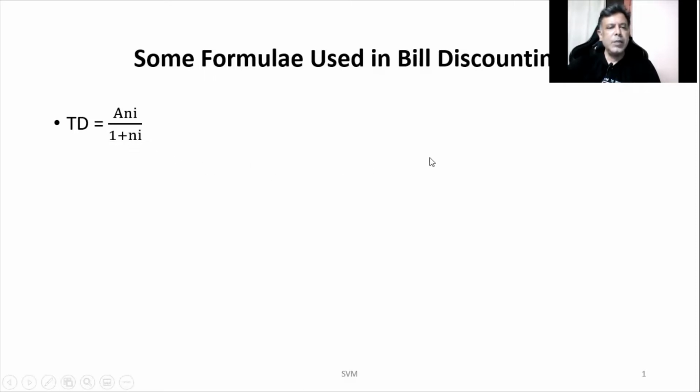Here TD is nothing but a true discount. A is the amount of the bill. N is number of years. I is the interest rate per annum expressed in terms of decimal. Then the next one is banker's discount, which is denoted by BD, and that is calculated as A times N into I, A, N, I being the same whatever I said earlier.